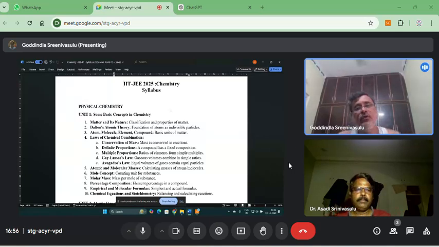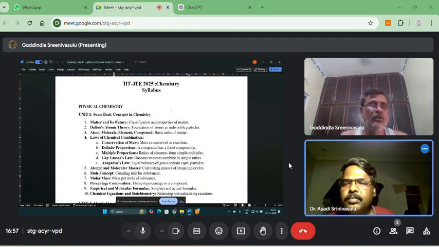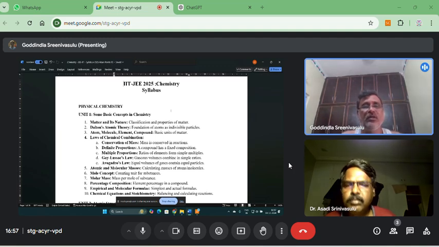For IIT JEE 2024, the chemistry syllabus has been outlined as three parts: physical chemistry, inorganic chemistry, and organic chemistry. In physical chemistry, there are about 8 chapters. In inorganic chemistry, there are five chapters, and the remaining are organic chemistry. So, coming to the physical chemistry part, the first unit contains the basic concepts in chemistry.